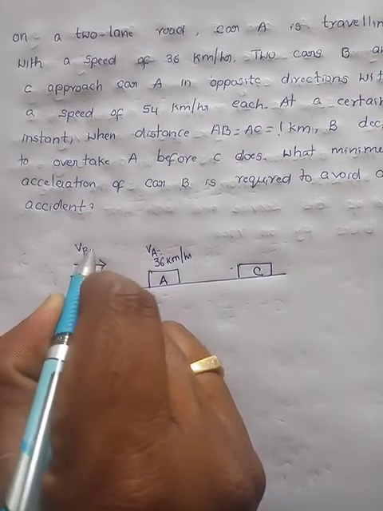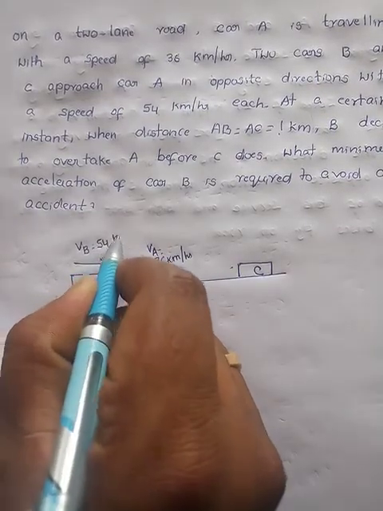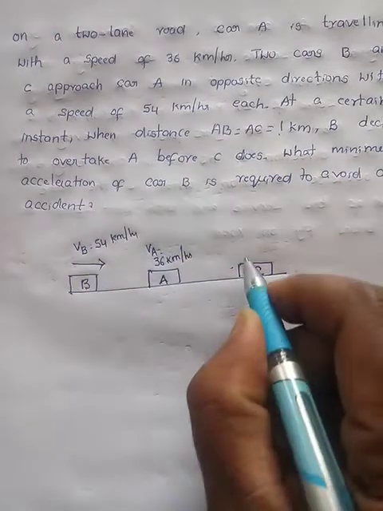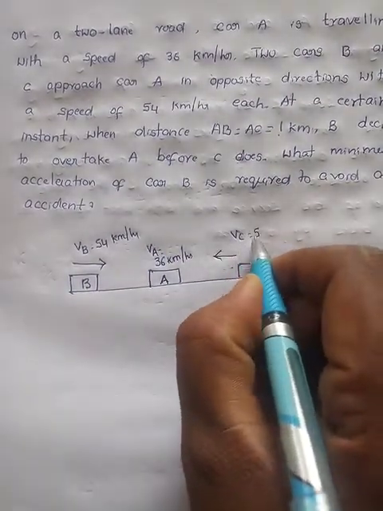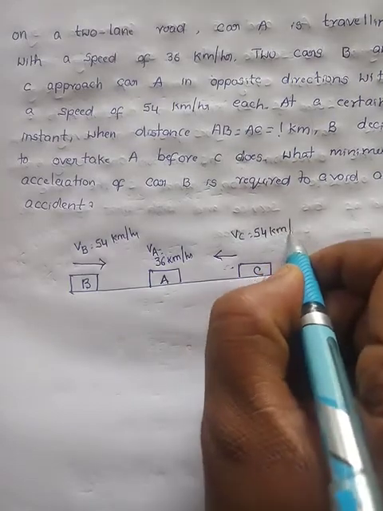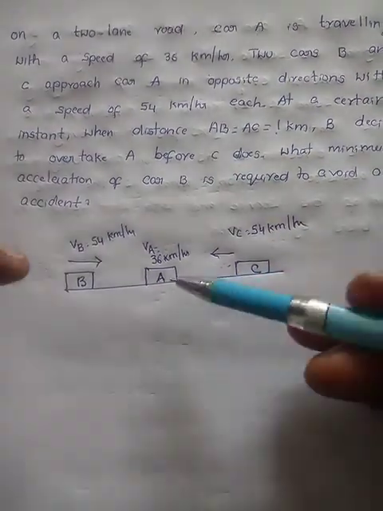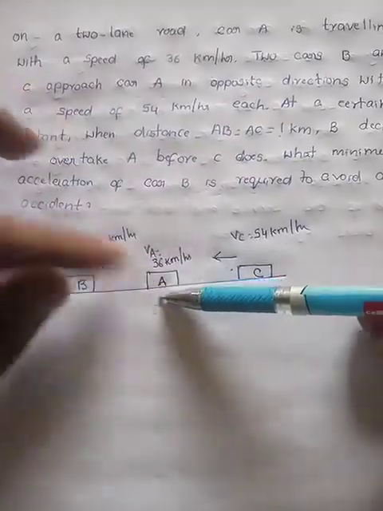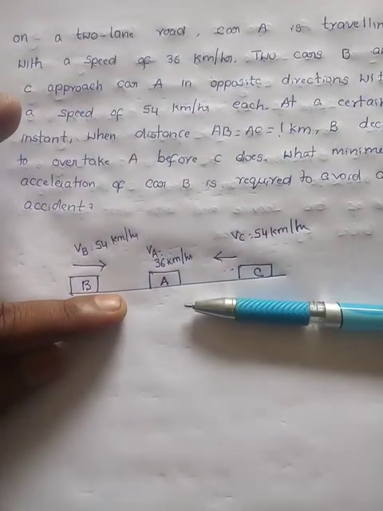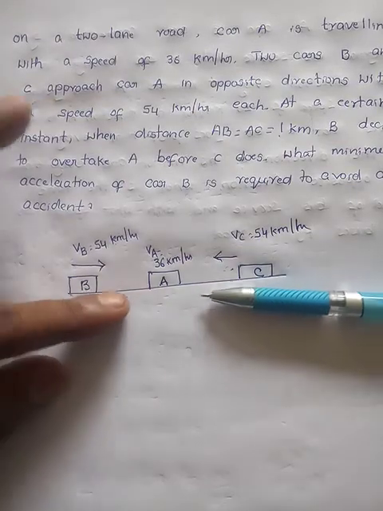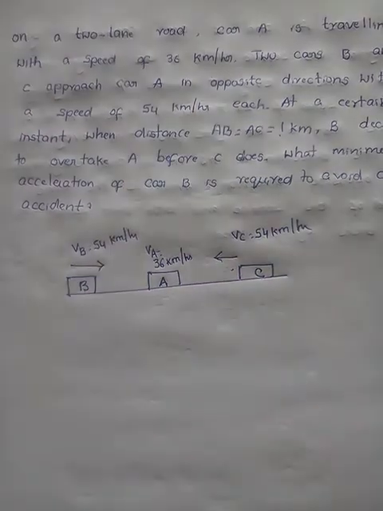What about the velocity of B? Same, 54 km/h. C is coming in this direction. VC is equal to 54 km/h. See, on a two-lane road, one car is already present, and both are coming in opposite directions. If all these three meet at the same point, then an accident will occur or not?